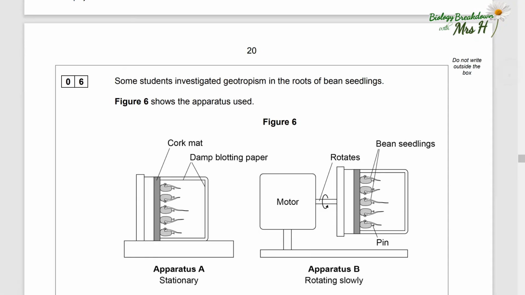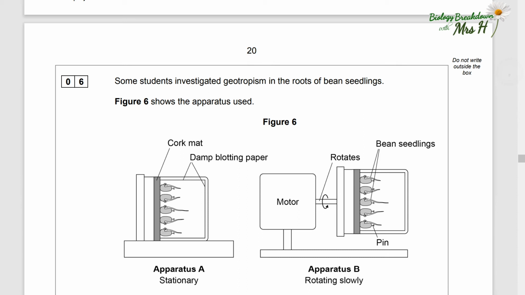And this is the final question. Some students investigated geotropism in the roots of bean seedlings. Geotropism is the growth affected by gravity, and we know roots grow towards gravity, and shoots above the ground grow against gravity, don't they? So they grow upwards, roots grow downwards.